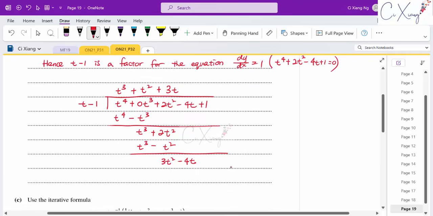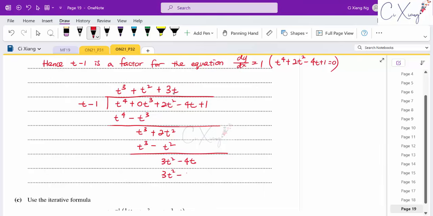So 3t multiplied with t, I get 3t squared. Then 3t multiplied with negative 1, I get negative 3t. So negative 4t minus negative 3t, I get negative t plus 1. So here should be negative 1. And you can see that I actually get the long division without any remainder, because t minus 1 is one of the factors of this polynomial, right?